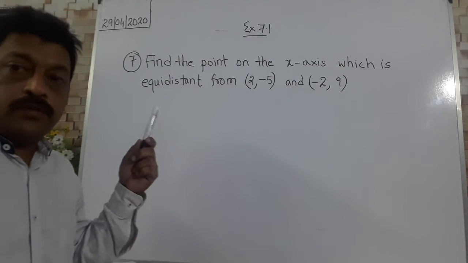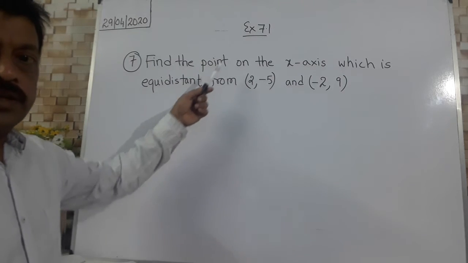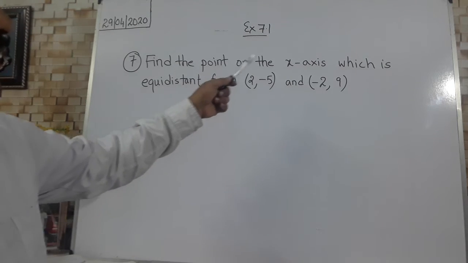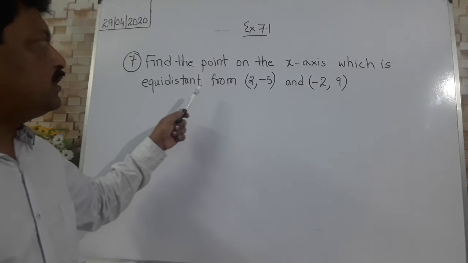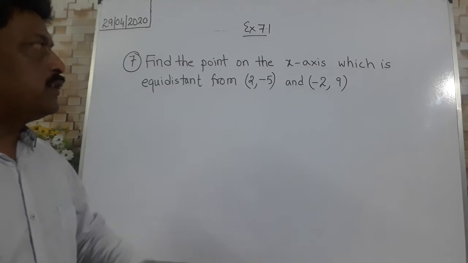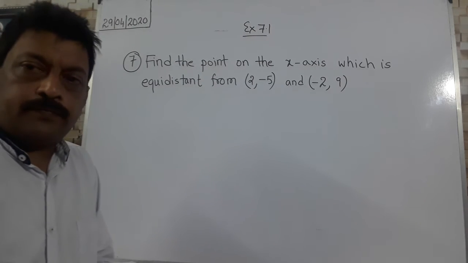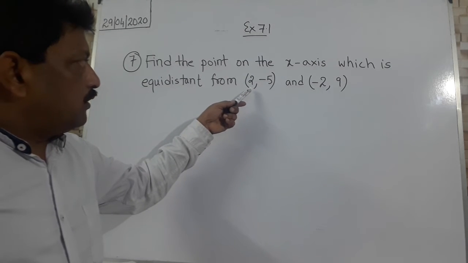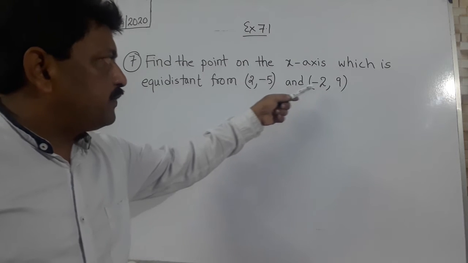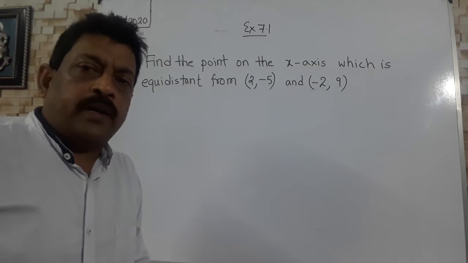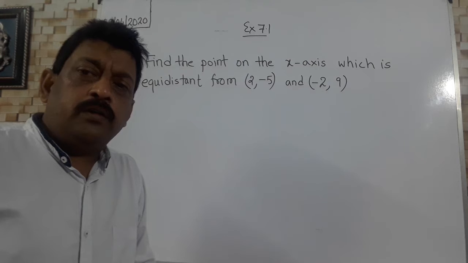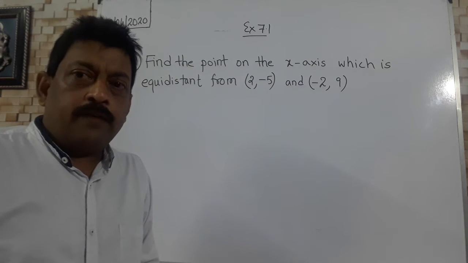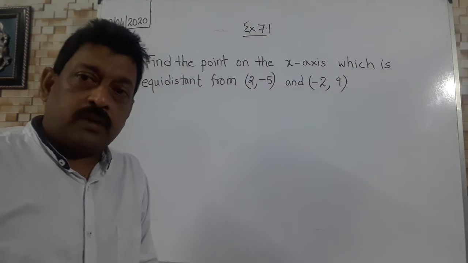One very important question. It is from NCERT, exercise 7.1, question number 7. Find the point on the x-axis which is equidistant from (2, -5) and (-2, 9). A point is there on the x-axis, and suppose the points are A (2, -5) and B (-2, 9). That point on the x-axis is equidistant from these 2 points. We have to find that point on the x-axis.